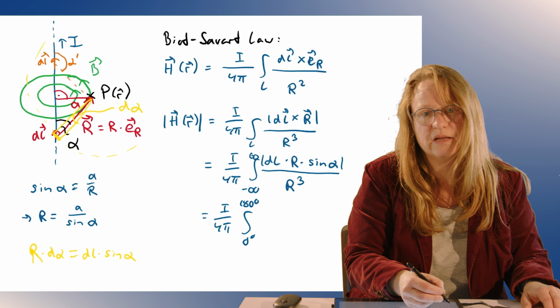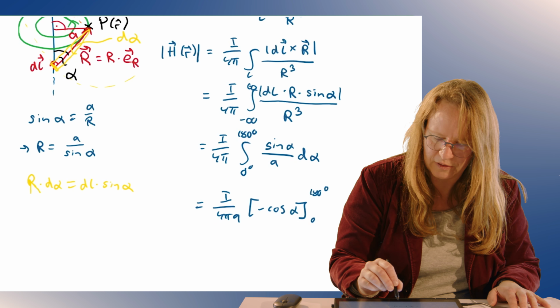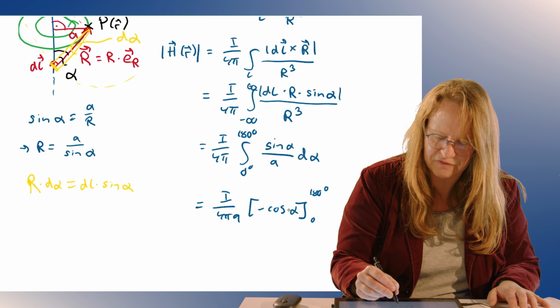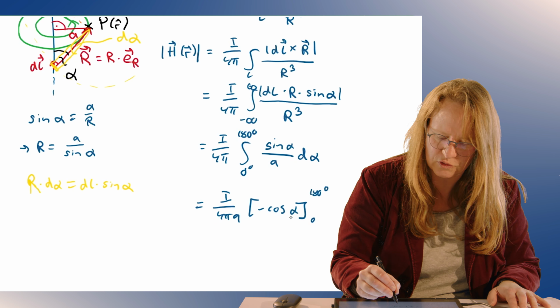So this integration is I over 4 pi a, integral of minus cosine alpha from 0 to 180 degrees. And if we plug this in, for 180 degrees the cosine of alpha is -1, so we have minus 1 plus 1, minus cosine of 0 degrees, so the total of the integral is 2. So this is equal to I over 2 pi a.